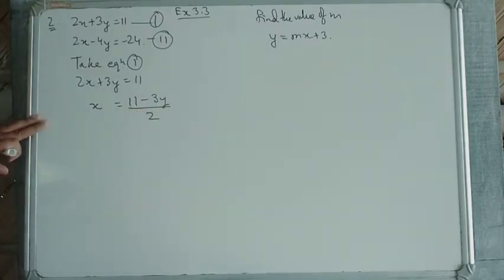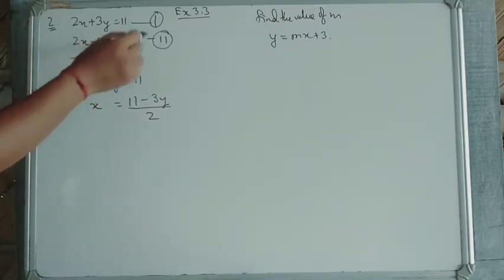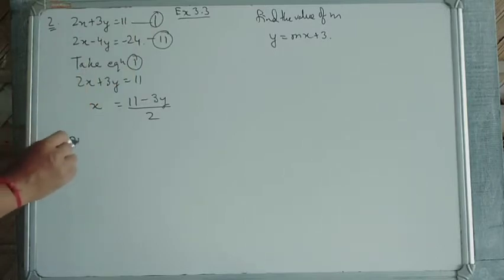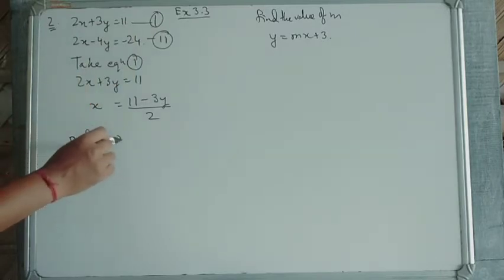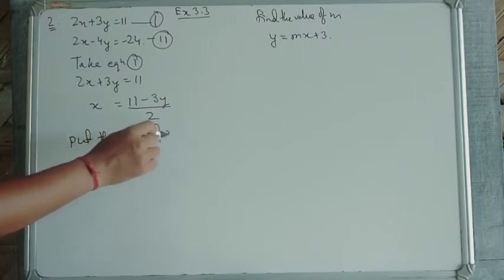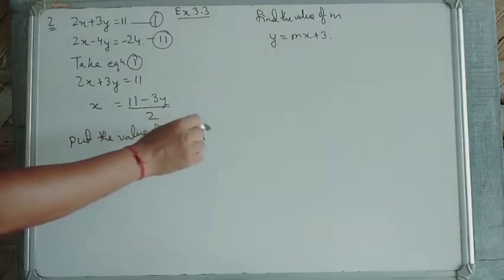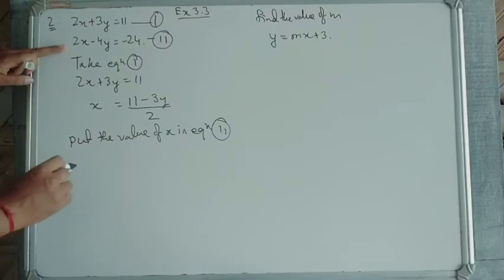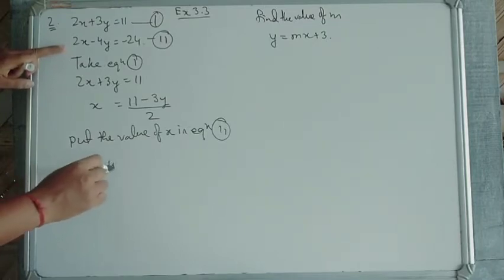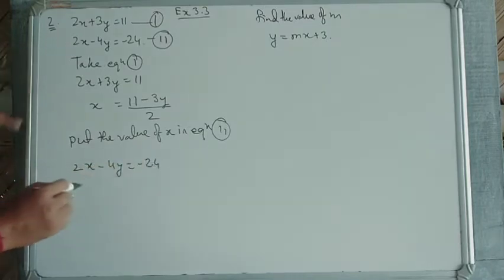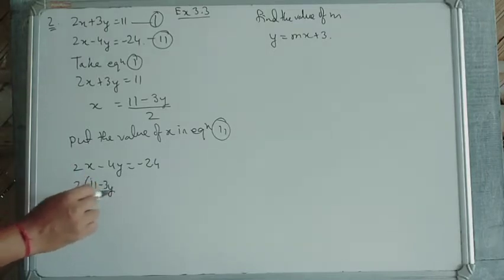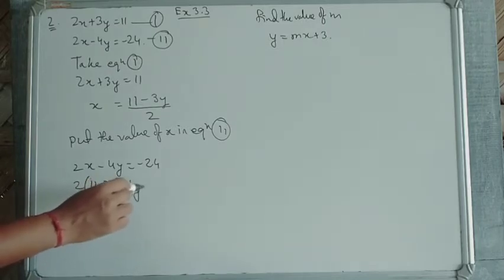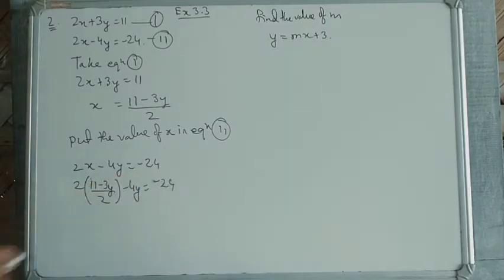Okay, one step I have not written. So after that, what value of x did we get? This is your value of x, we'll put it in equation number 2. So put the value of x in equation 2. 2x minus 4y equal to minus 24. Then x will be what? 11 minus 3y by 2, minus 4y is equal to minus 24.